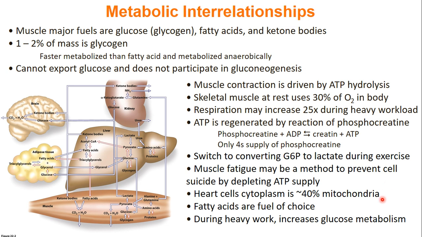Now, muscles use a lot of energy. They need a lot of ATP, so they have a lot of mitochondria. The heart is actually 40% mitochondria, so lots of energy is being used. For the heart, you will actually use fatty acids. But if your heart's working a lot, then you can switch over to glucose to get your ATP in your heart.